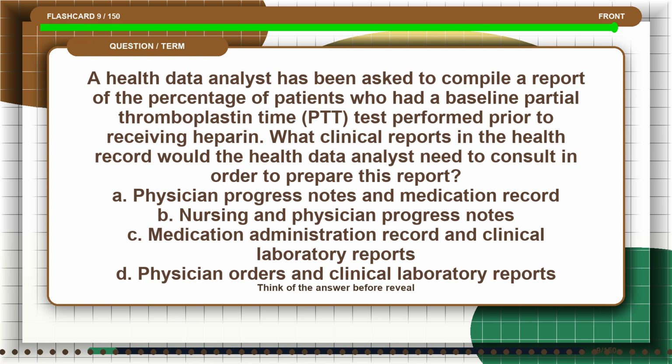Flashcard 9. A health data analyst has been asked to compile a report of the percentage of patients who had a baseline partial thromboplastin time (PTT) test performed prior to receiving heparin. What clinical reports in the health record would the health data analyst need to consult in order to prepare this report? A. Physician progress notes and medication record. B. Nursing and physician progress notes. C. Medication administration record and clinical laboratory reports. D. Physician orders and clinical laboratory reports. Think of the answer before the reveal.